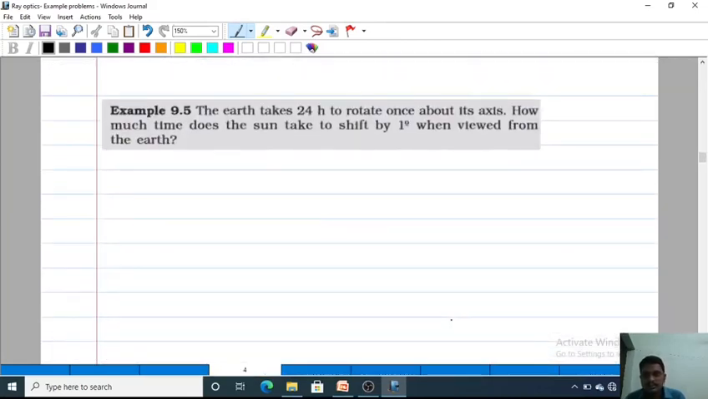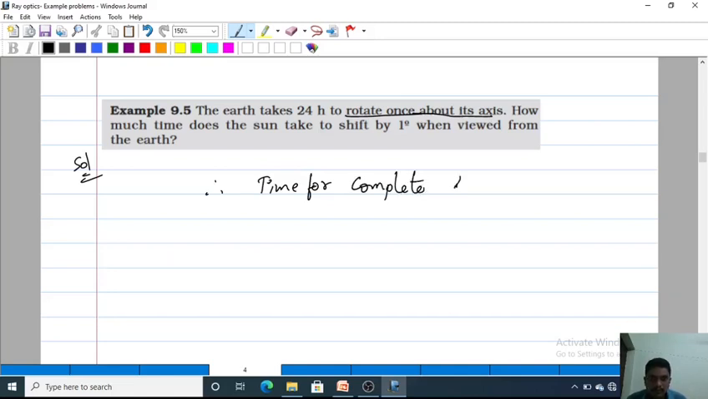And the next one is a very simple problem. The Earth takes 24 hours to complete one rotation about its own axis. So the time for a complete rotation is t equal to 24 hours.